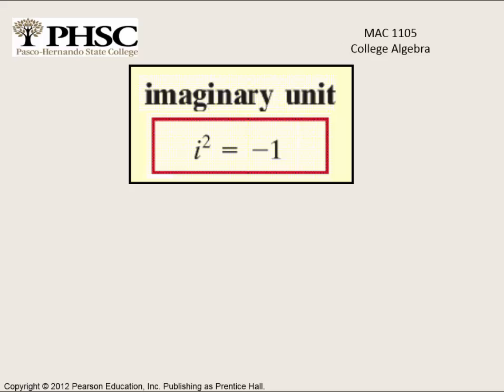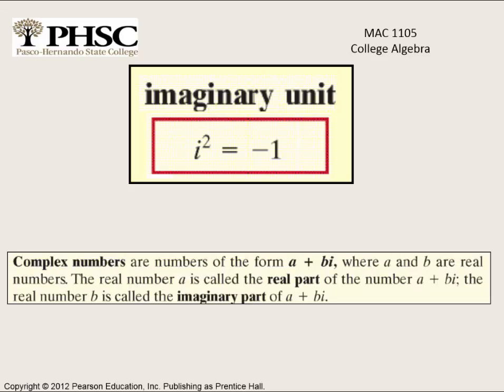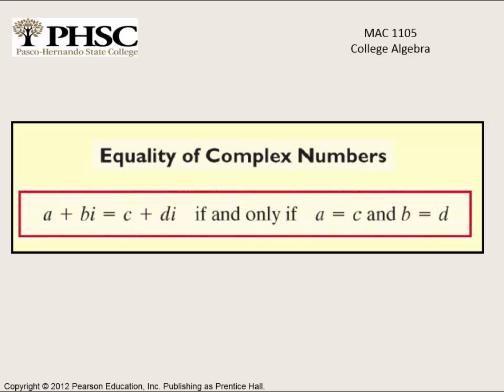So the first thing is the imaginary unit. i squared is equal to -1. Now, complex numbers are numbers in the form a plus bi, where a and b are real numbers. The real number a is called the real part of a plus bi, and the real number b is called the imaginary part of a plus bi. Now, I want to talk about equality of complex numbers. So a plus bi is equal to c plus di if and only if a is equal to c and b is equal to d.